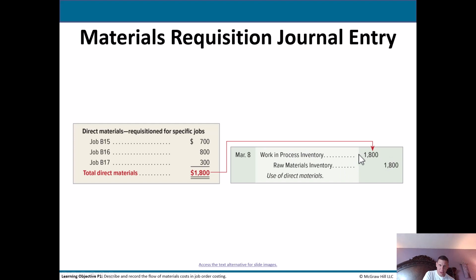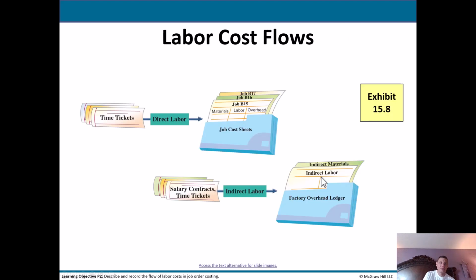So they are increasing work in process inventory, and then they are decreasing another asset account, another inventory account, raw materials inventory. What they're basically doing here is recording the transfer of direct materials from the storeroom over to the production line. All right, so that's a little bit about materials.